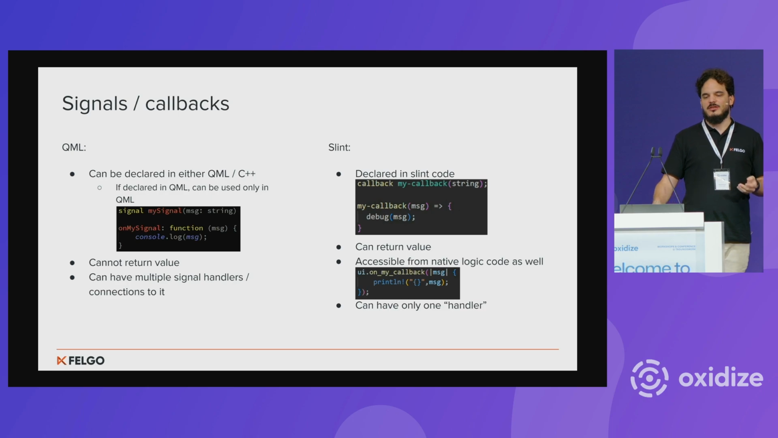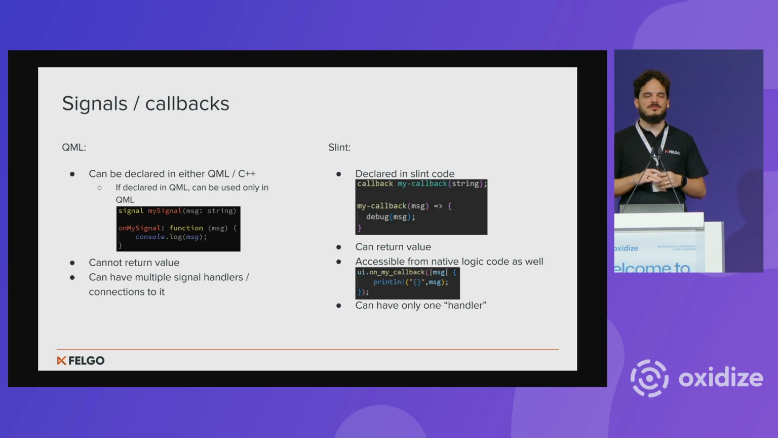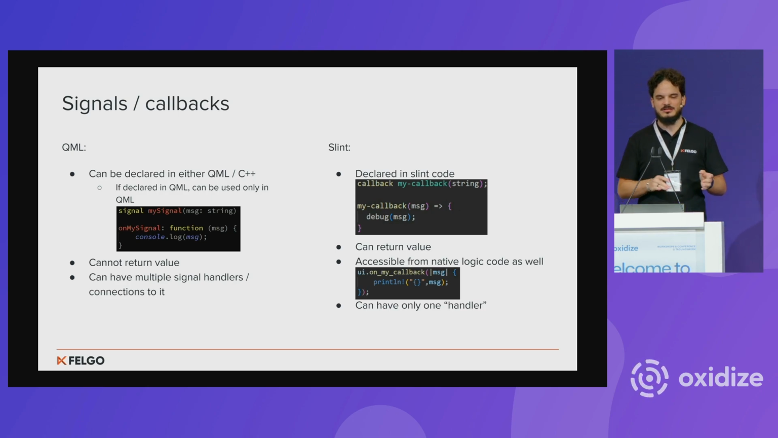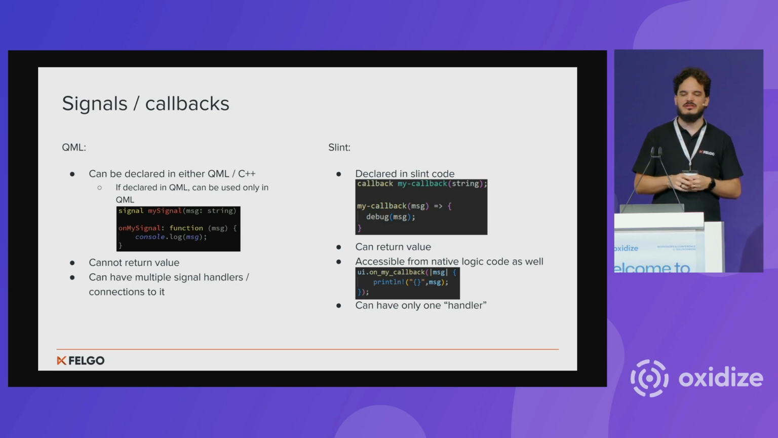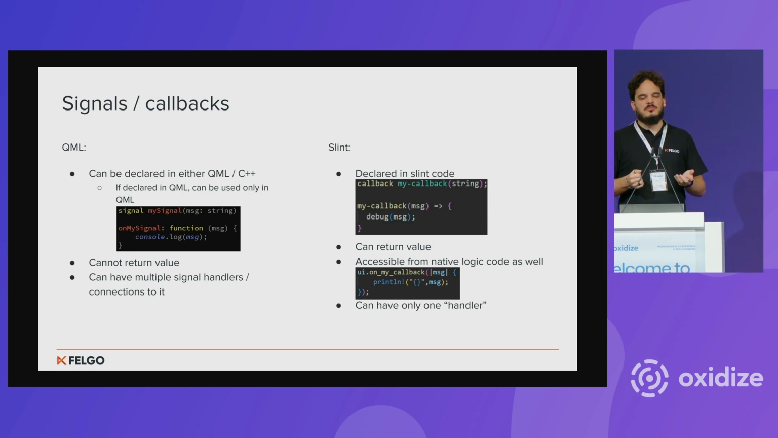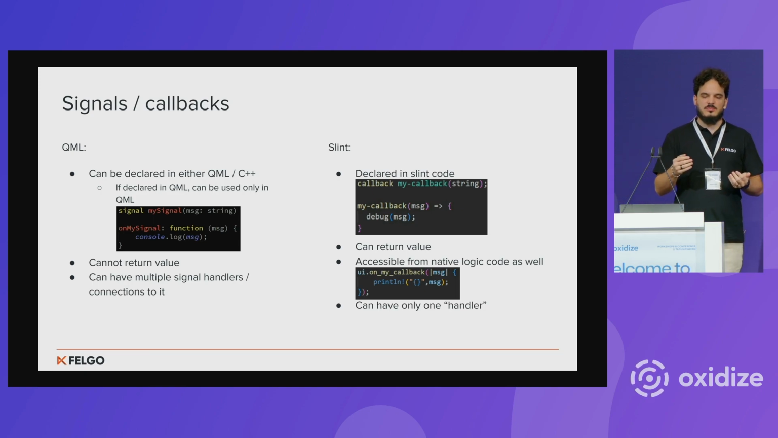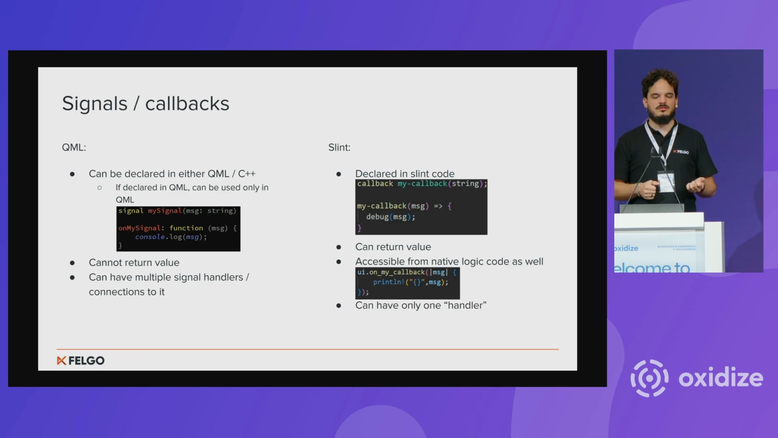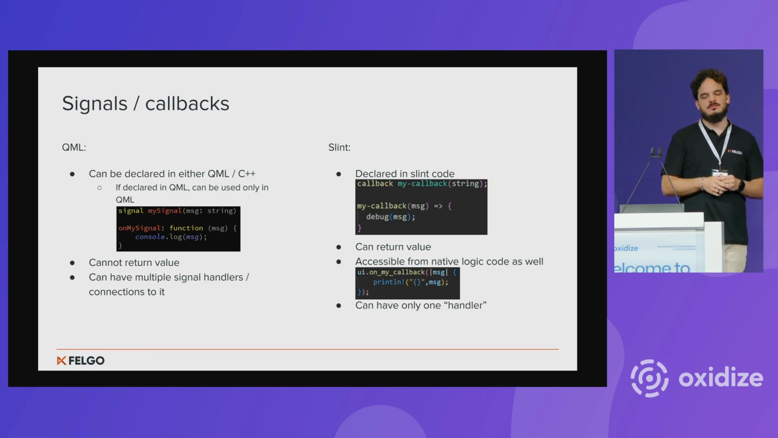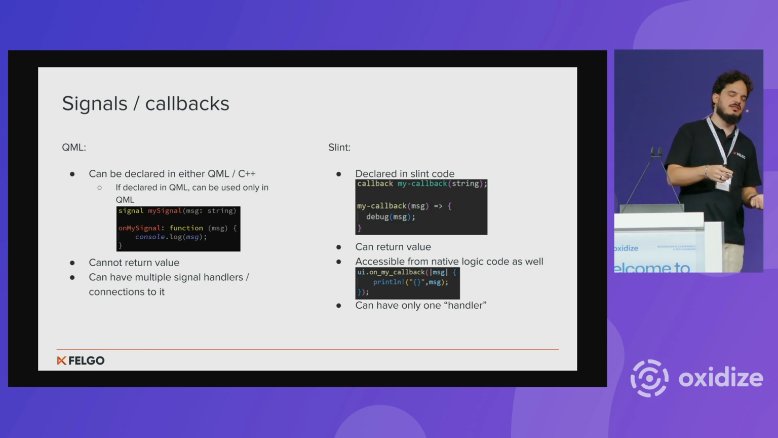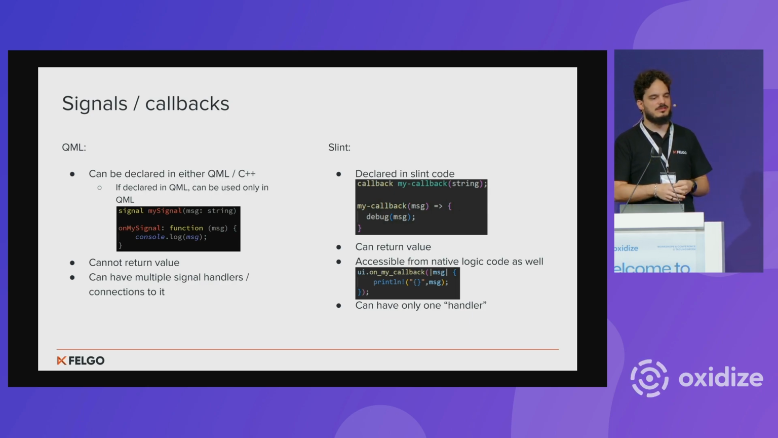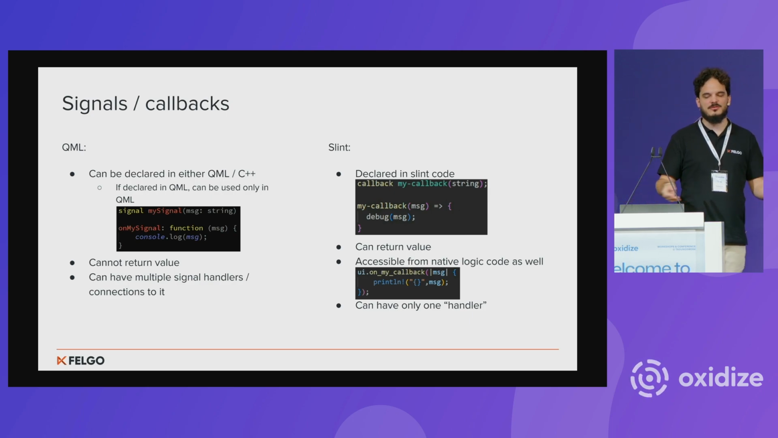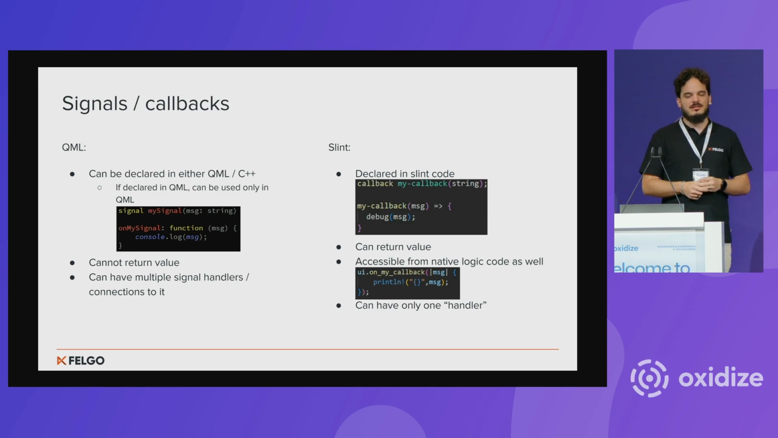The signals and the callbacks come from the same idea, implemented a little bit differently, since in QML you can declare signals manually or use the implicitly declared signals for properties. And signals cannot return a value, and if declared in QML, you can hardly use them in C++, but if you declare them in C++, you can use them in QML.